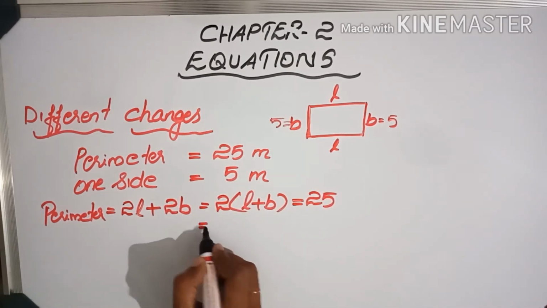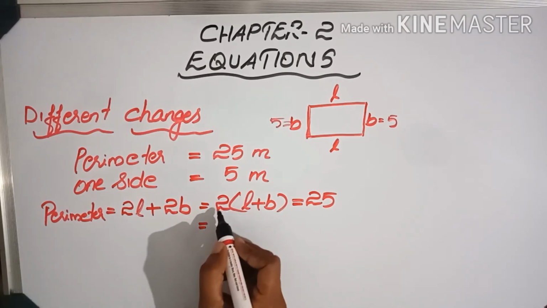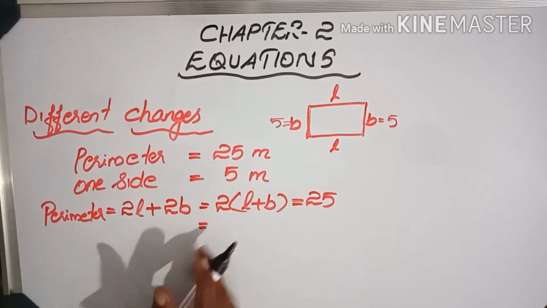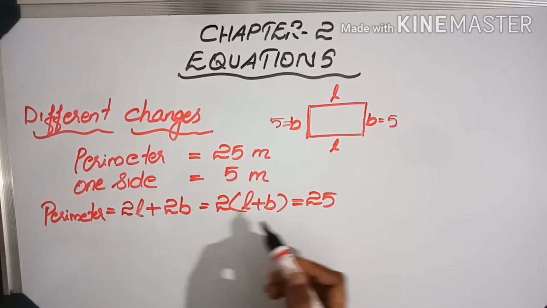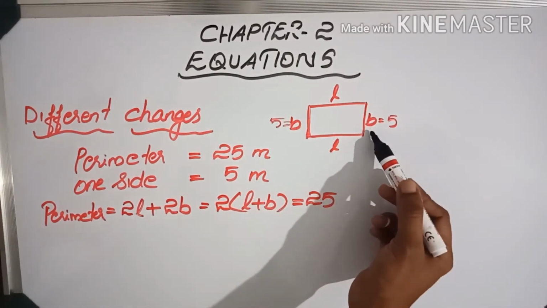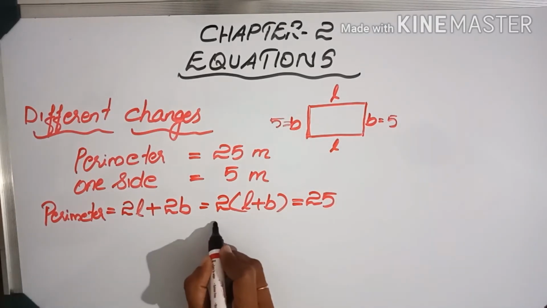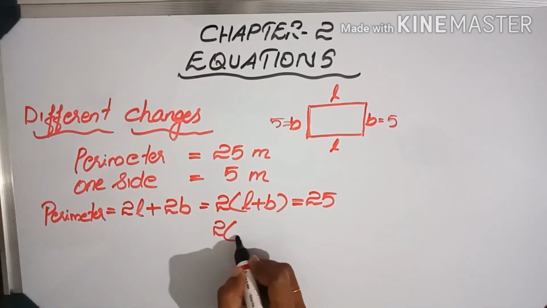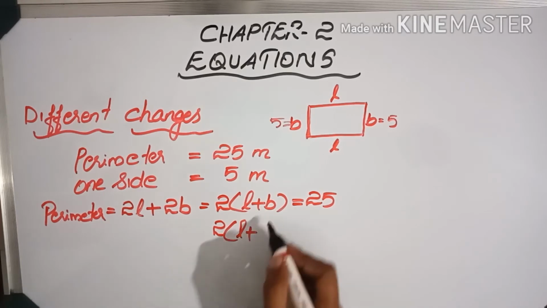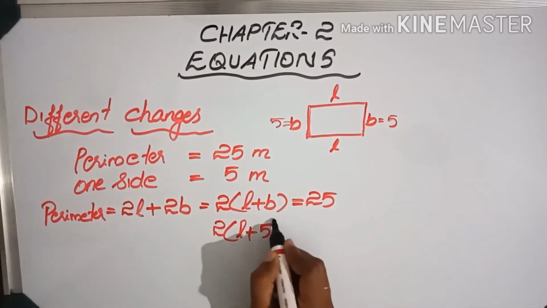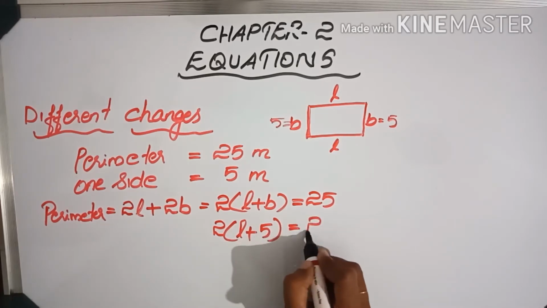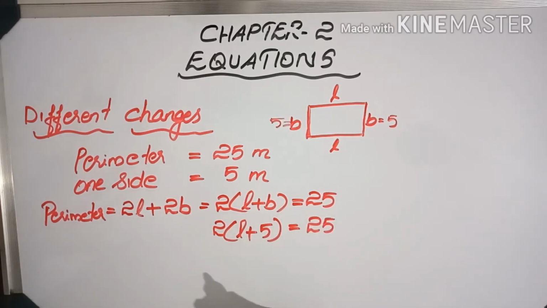Now here, let's take this 2 to this side. Before that, let's substitute the value of breadth. Breadth is already given, that is 5. So 2 into length, we don't know the length, so take it as L, plus breadth. Breadth is 5. So 2 into (L plus 5) equal to 25. Like this we can write.